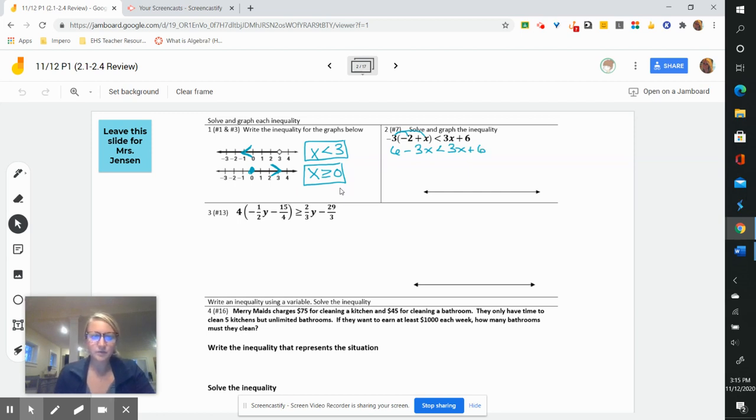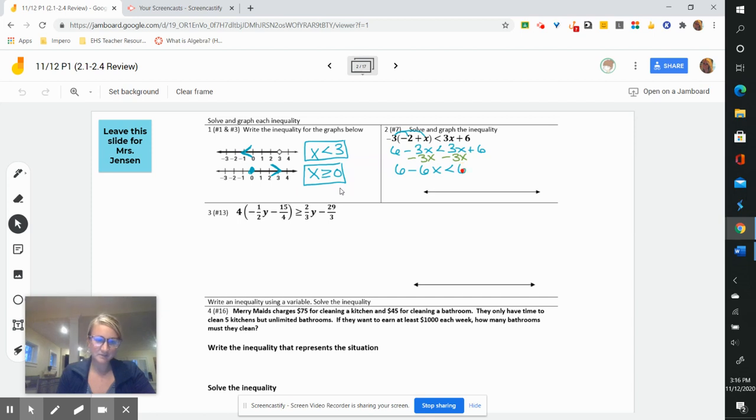Now we want to collect variable terms to one side of the inequality and the constants to the other side. I personally prefer to collect variable terms on the left side because it makes it easier to graph that way. So first we'll subtract 3x from both sides to be able to move that positive 3x over to the right. When we do that, we have 6 minus 6x is less than 6.